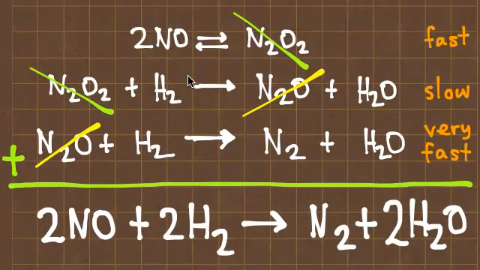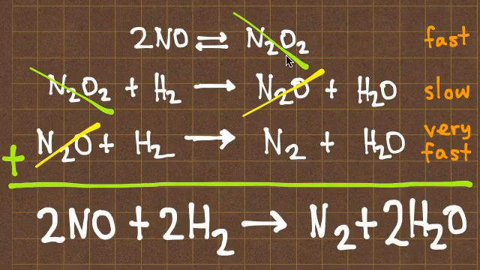Well, first of all, cancellations: N2O2, N2O2, N2O, N2O, nothing else cancels. 2 NOs, 2 H2s, 1 N2, 2 waters. There's the overall reaction. Just by looking at this, there's no way to tell what the rate law would be for this. But if I look up at the slow step, I see one of these and one of these.